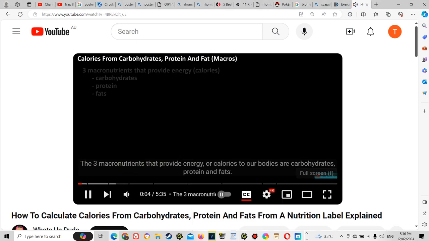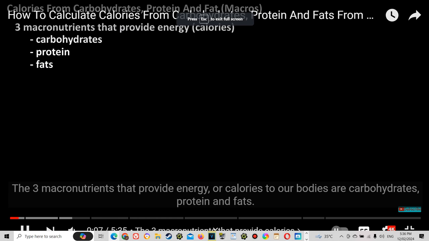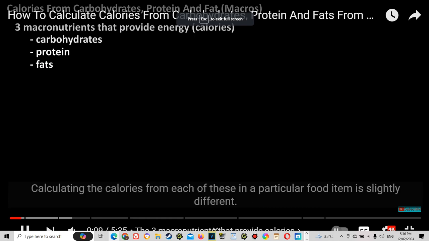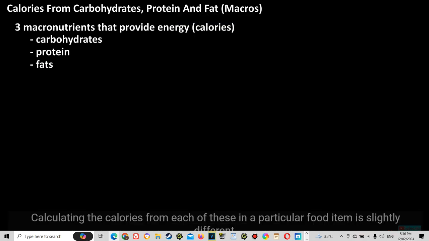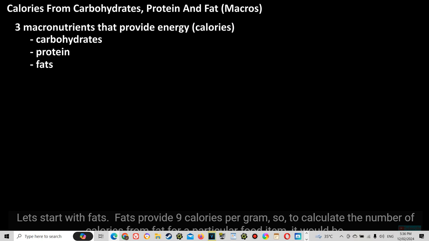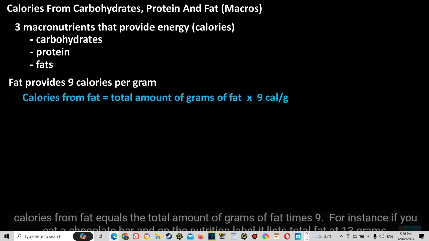Our bodies use carbohydrates, protein, and fats. Calculating the calories from each of these in a particular food item is slightly different. Let's start with fats. Fats provide 9 calories per gram. So to calculate the number of calories from fat for a particular food item, it would be calories from fat equals the total amount of grams of fat times 9.